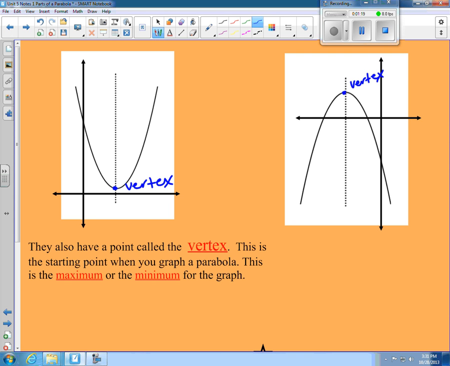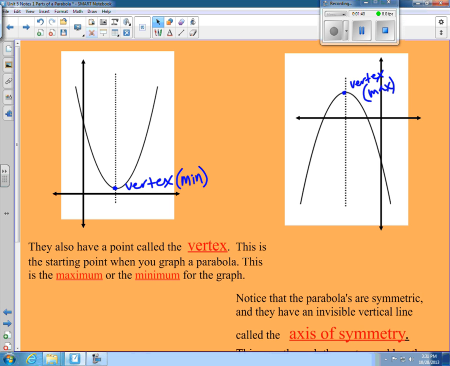So if we look at our graph on the left-hand side, this is a minimum. It's the lowest point for our parabola. We aren't going to have any points below it. If we look at the graph on the right side, this is our maximum. All of the points are going to come below it. There's going to be none that are higher than that. All right, let's see what else we have here.